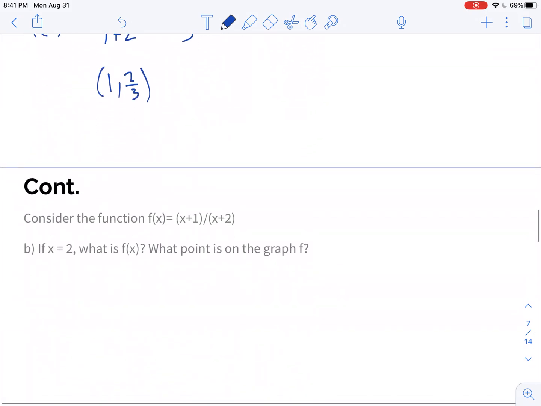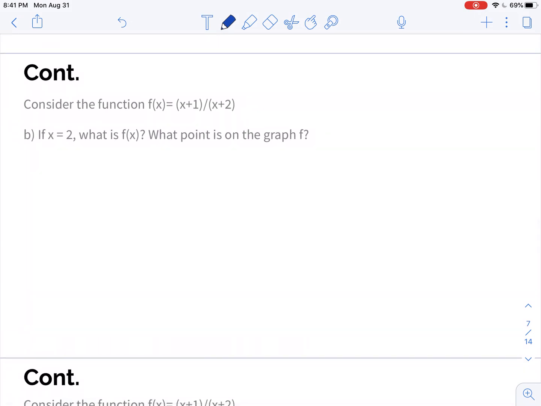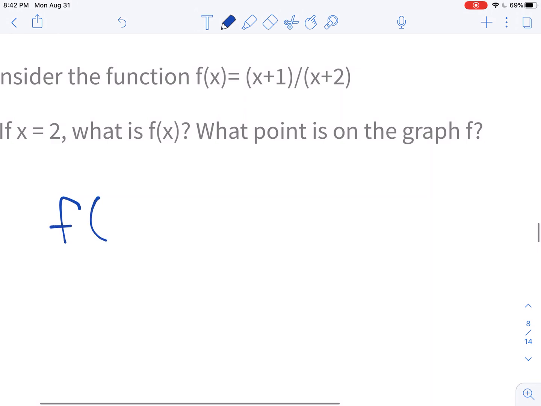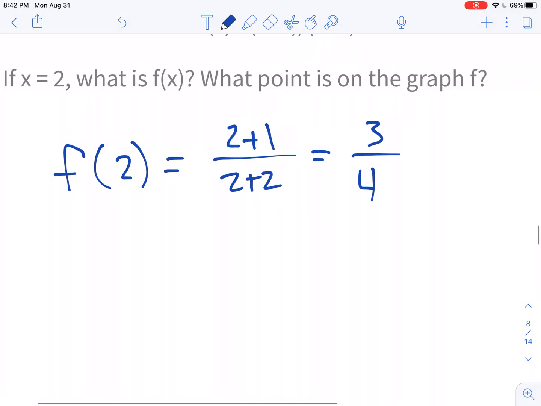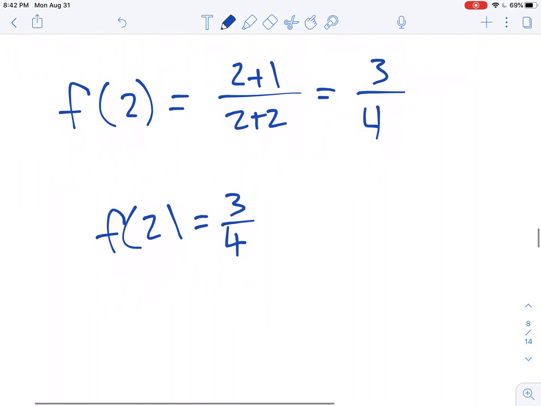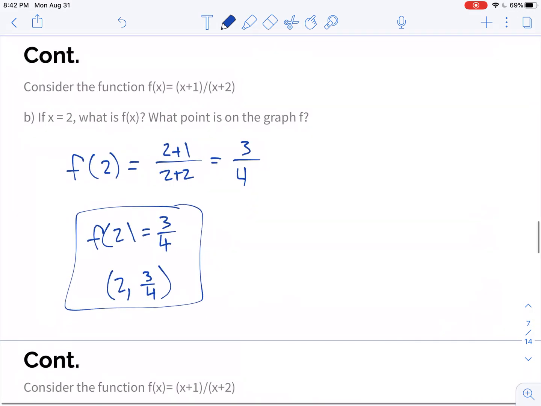Pretty straightforward, easy stuff. All right, the next one. If x is equal to 2, what is f of x? What is the point on the graph? So this means that you plug 2 into your x. You say f of 2 is equal to (2 plus 1) over (2 plus 2), which is equal to 3 over 4. So that means f of 2 is equal to 3/4, and we have a point (2, 3/4) on our graph. And that's all it is. You plug 2 in for your x value and figure out what your y value is. That's all that question's asking you to do.